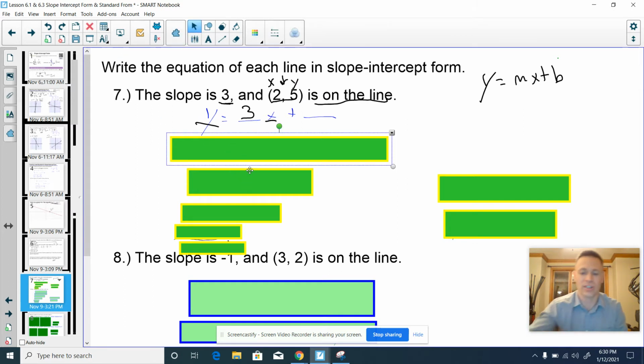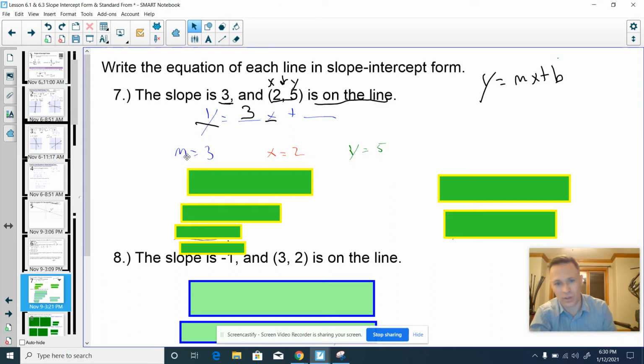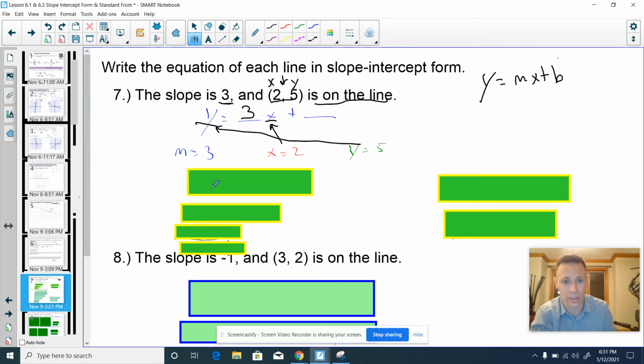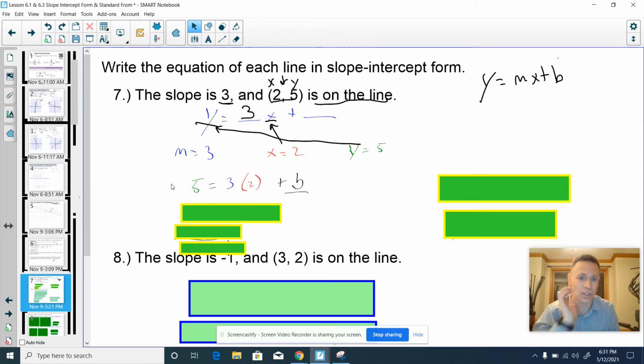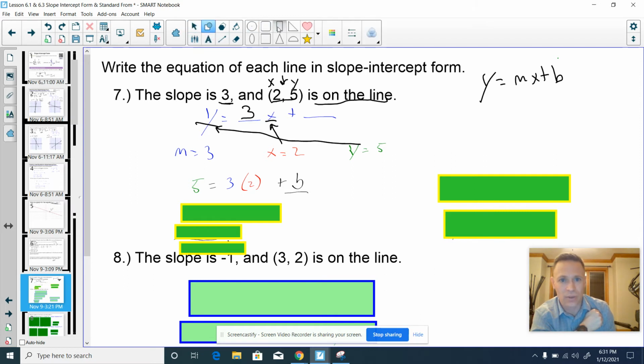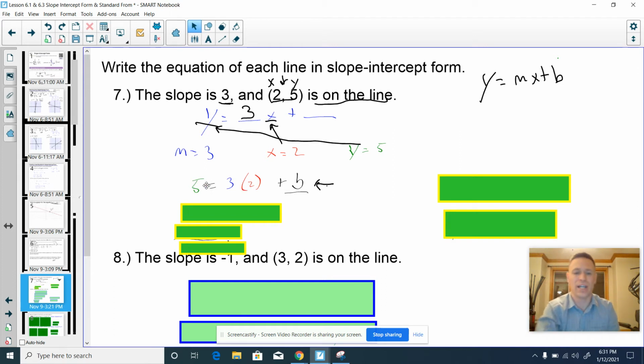So let's see what that looks like. When I substitute, first of all, I know my m is equal to 3. Substitute that in already. X is 2. That's going to go right there. And y is 5. That's going to go right there. Okay? So substitution looks like so. 5 is in for y. 3 is my slope. 2 is in for x. And now I'm going to solve for b. The biggest mistake that students will make is they will forget to actually write this plus b part. Okay? They'll forget to write that plus b part. Don't forget that.